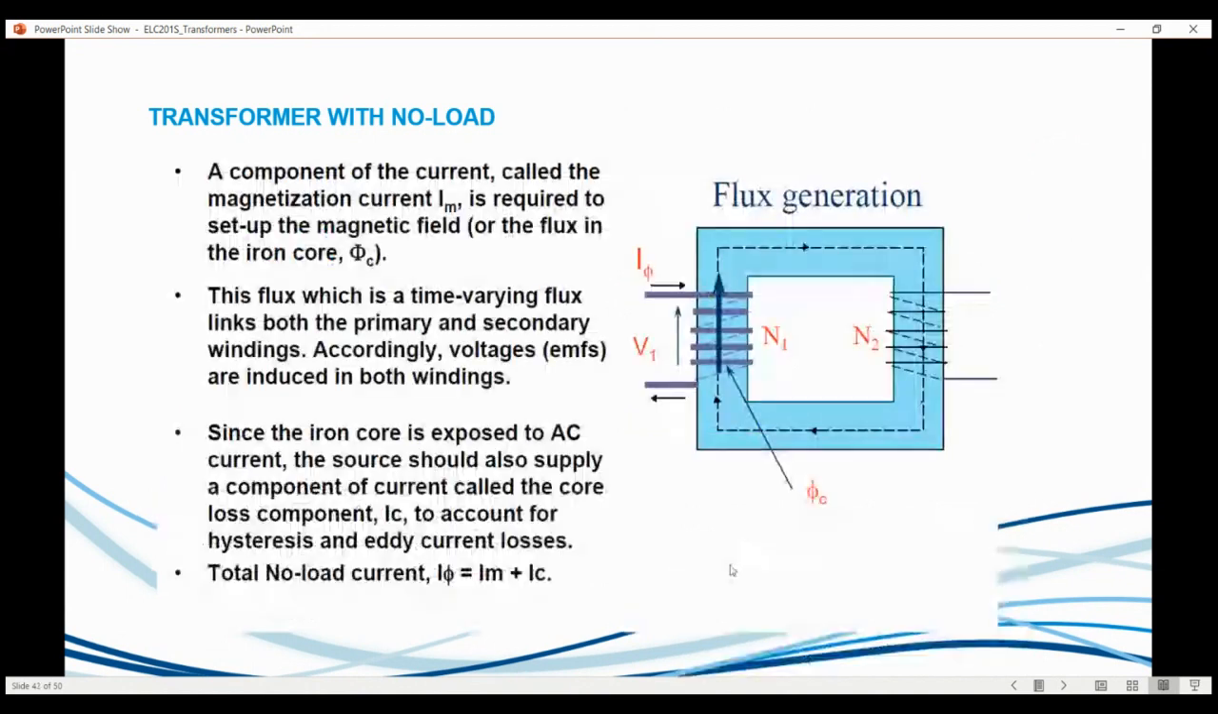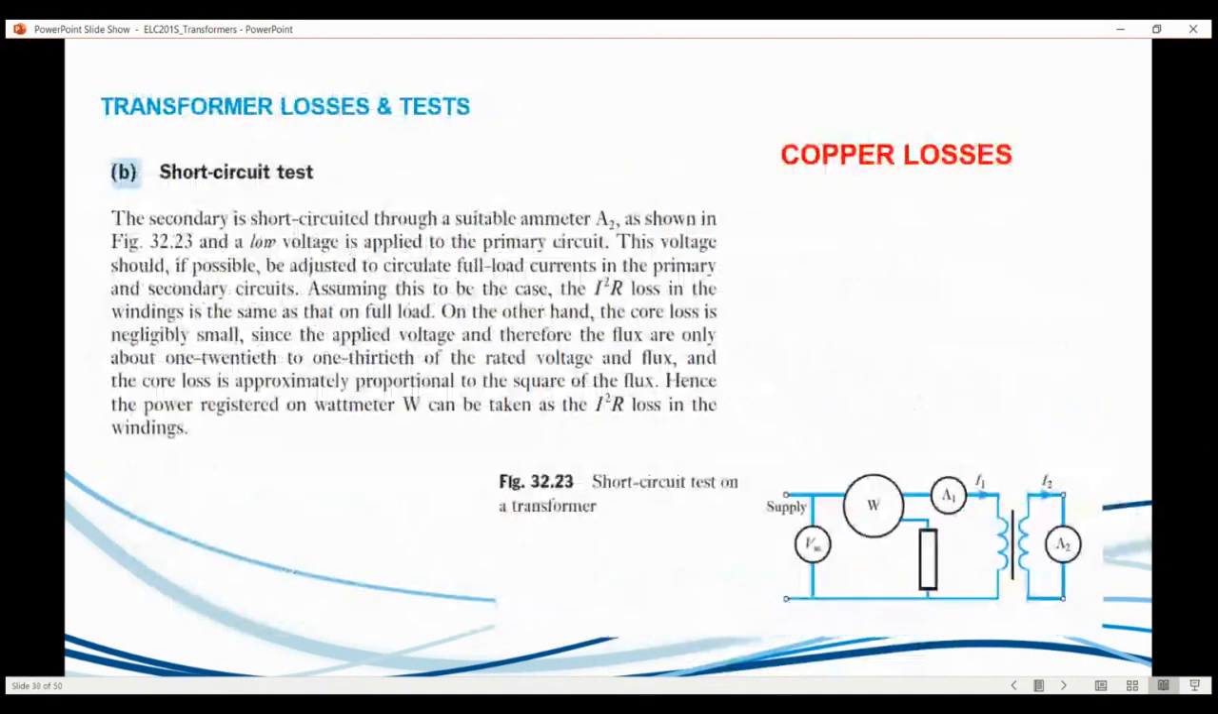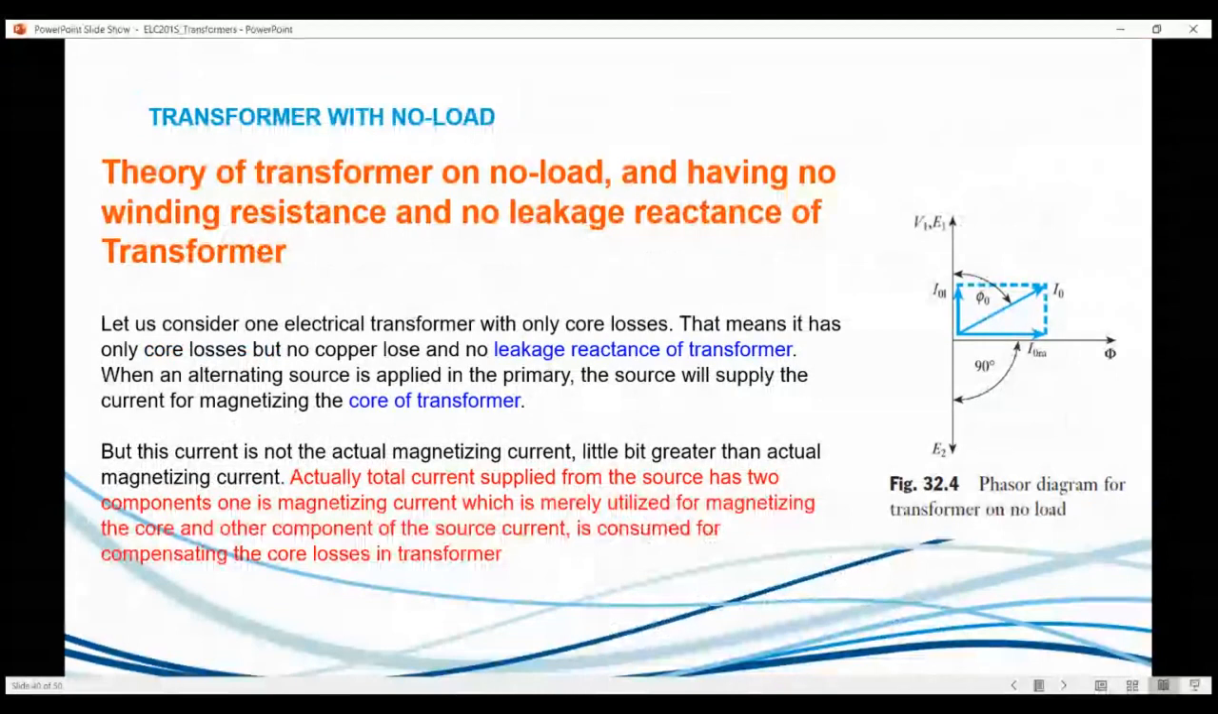And what it looks like in vector form is basically the resultant of the currents. To find the no load current, it's the magnetizing current and the copper current. What they're saying is that if the transformer is on no load, which is essentially this open circuit test over here, they're asking what is the total current. This current is not just the magnetizing current, it's not just one component. It's a little bit greater than the actual magnetizing current. It's the total current supplied from the source. It has two components: the magnetizing one, which is for the core, and the other one, which is consumed for the core losses, which is the copper part.